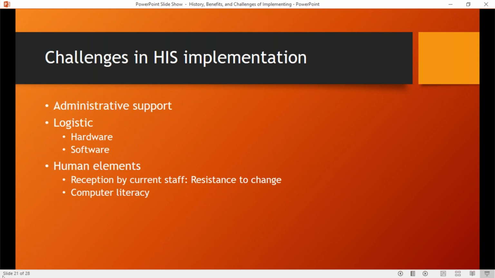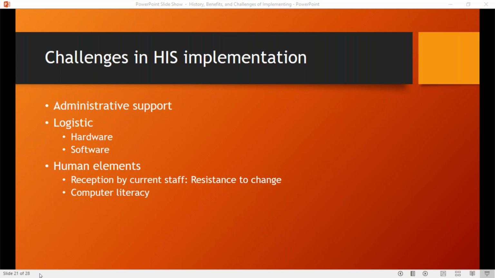Okay, so some of the other things that you have to factor in are the logistics. Once you've convinced your bosses that you have to procure an HIS, you have to think of which software and hardware options to consider, and then think of your personnel. Are your personnel receptive to this change? Will your personnel be computer literate and software literate enough to embrace the changes that you're implementing in terms of your information system? So you have to survey your own people and see if this is feasible.